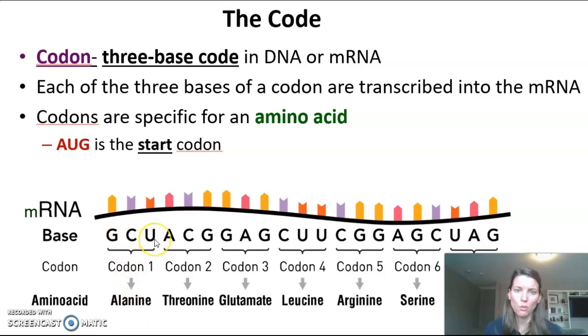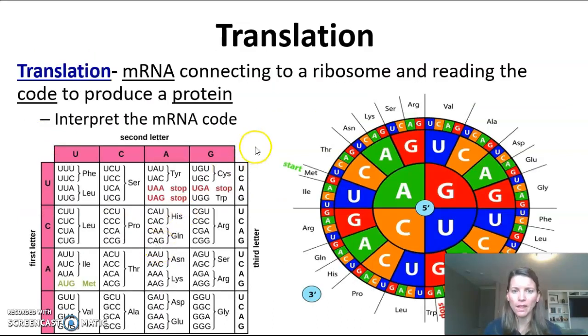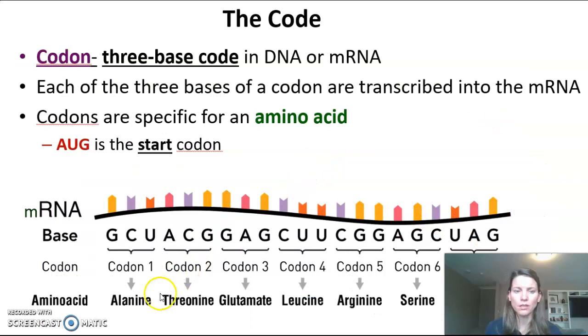So this first one is GCU. If we go back, and I'm going to use the wheel, you start from the middle of the wheel and you work on out. So G is here in the middle, next out is C, next is U. So GCU codes for this amino acid on the outside, ALA, which stands for alanine. So codon 1 is alanine. And then you just keep going.